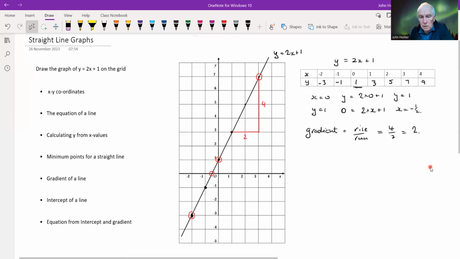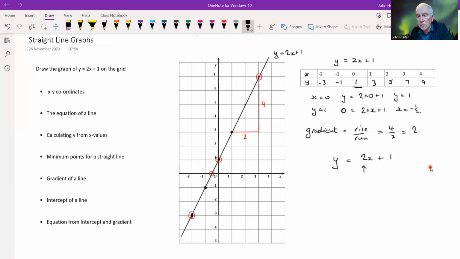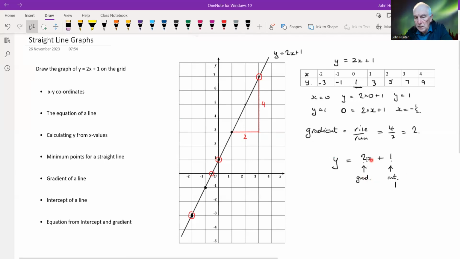Now, if we look at this particular line, y equals 2x plus 1, we see that this is 2 and this is 1. Well, this 2 is actually the gradient, call it grad there. And this is the intercept here, just call it int. Not surprising really, is it? Because if x is 0, then this term drops out, so y is going to be 1. So x equals 0, y equals 1 in this case.